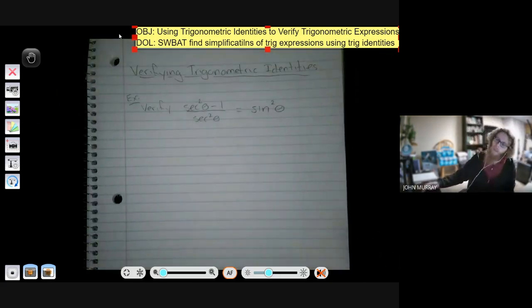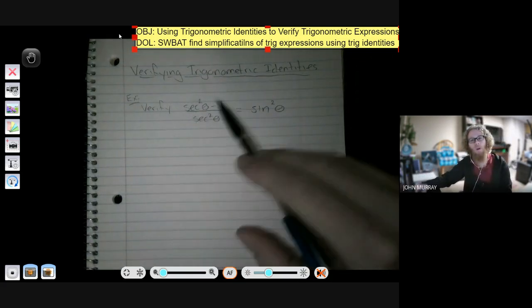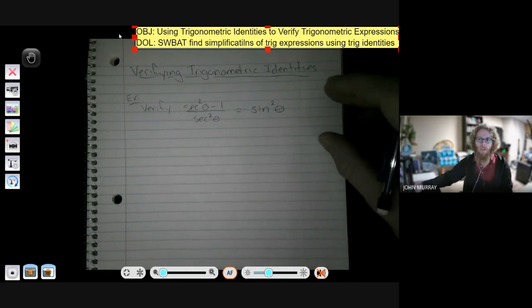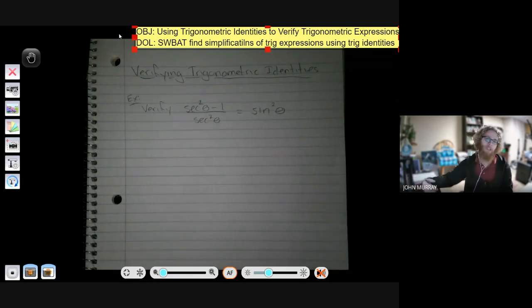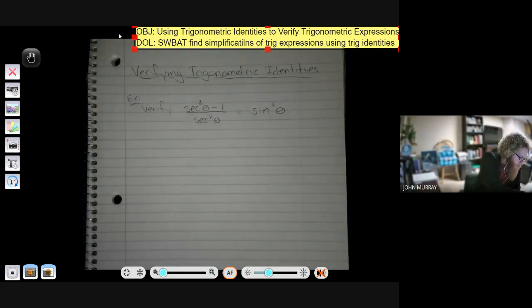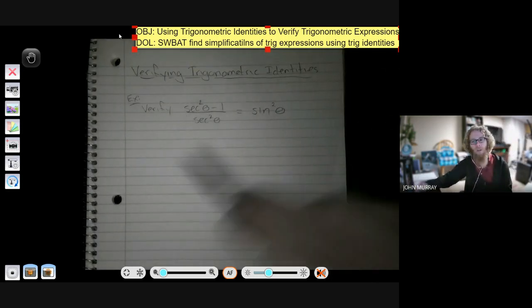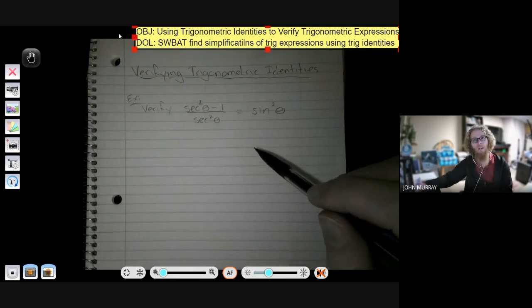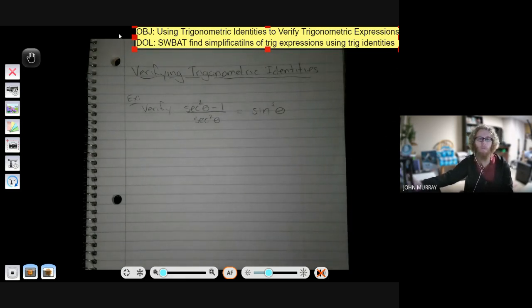All right, so here we are looking to verify that secant squared of theta minus 1 over secant squared equals sine squared. So like I was saying yesterday, this one is a little more straightforward because you know what you want. They're not telling you to just simplify and hope for the best. Okay, you have an endgame here. You know what you want your equation to look like. Now, the somewhat tricky part is you have two sides, right? So what side do you manipulate?